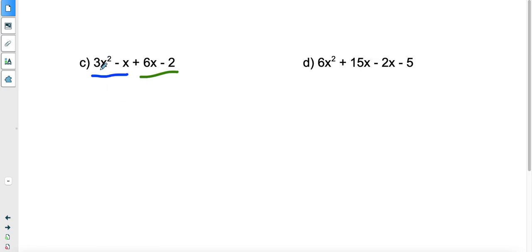Okay, so 3x squared and x. Well, x is in common to both of those two terms. I can multiply the x by 3x to give me 3x squared, and I can multiply the x by negative 1 to get negative x.